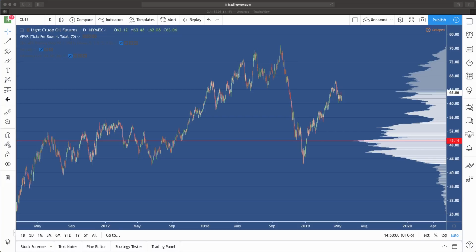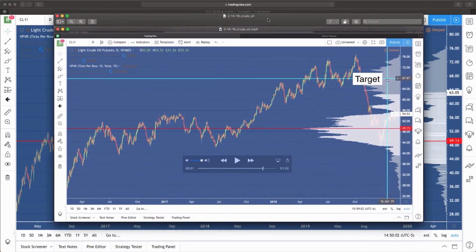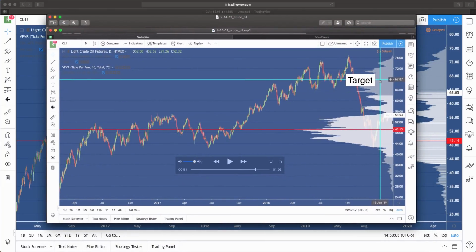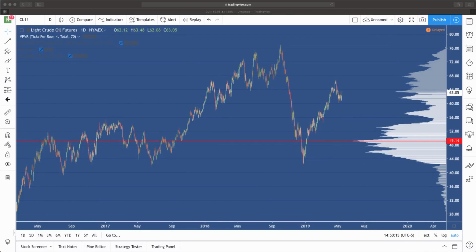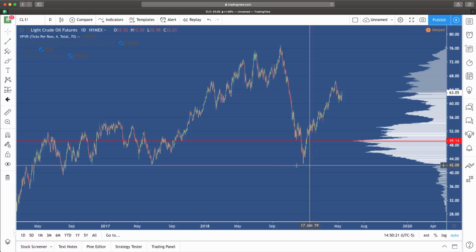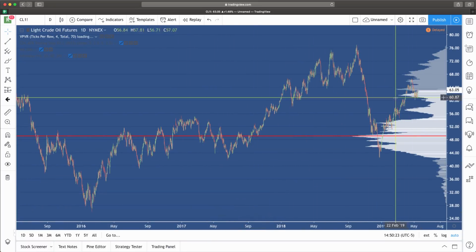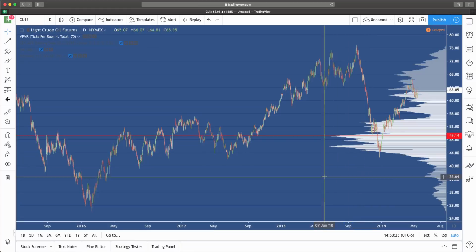Now I did a video back in February, and this is what that looked like when crude was trading at $54, and I set a target of 67 and some change for the upside. I want to show you why I did that and how close we got. The profile you're looking at here is inclusive of all the data on the chart. So if I move the chart, for example, the profile is going to change.